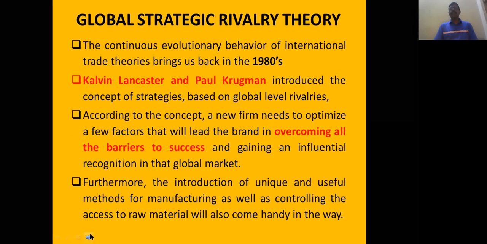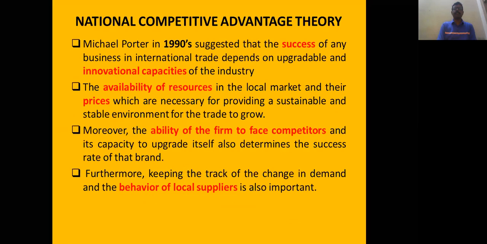Global strategic rivalry theory. It was postulated in the 1980s by Kelvin Lancaster and Paul Krugman. He stated simply that a new firm depends upon a large number of factors to overcome the barriers to succeed. Every firm gets rivalry from competitors, and this theory explains how this rivalry can be minimized and how exports can be maximized by many countries.